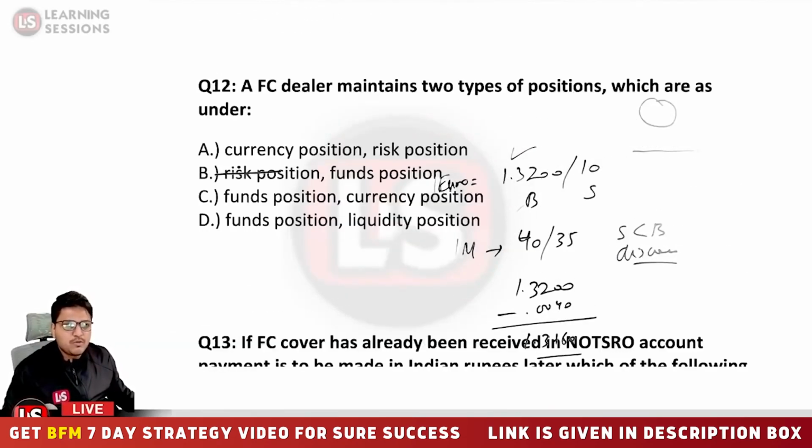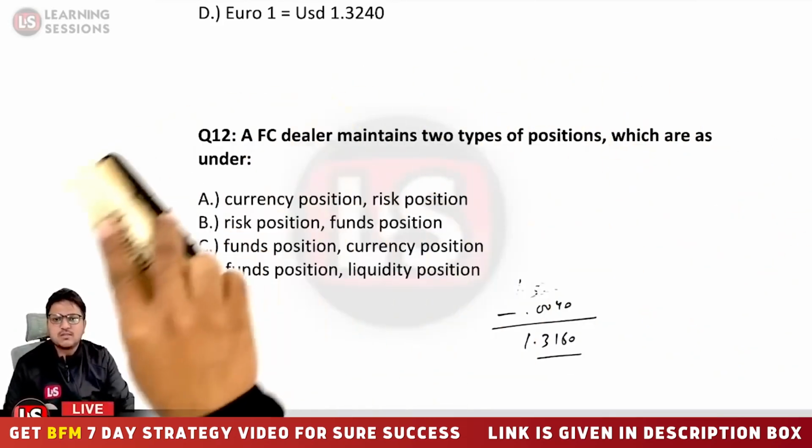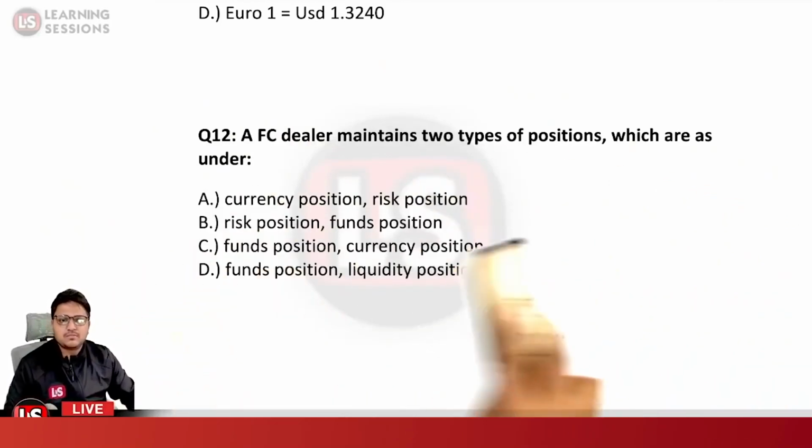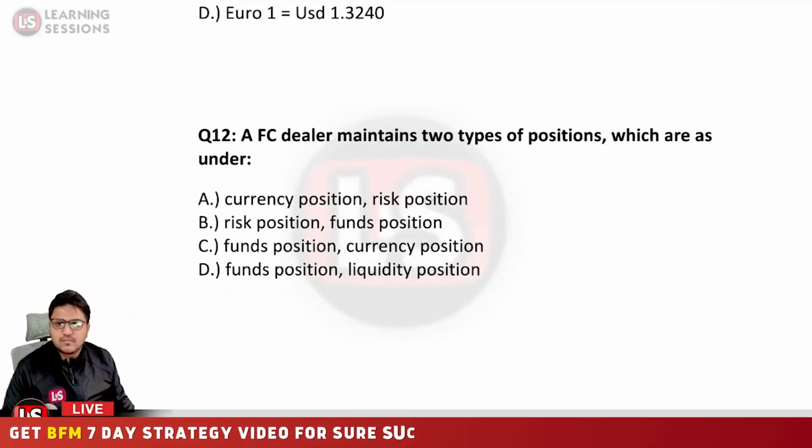Now let's move to question number 12. It says a foreign currency dealer maintains two types of positions, which are as under. Now a foreign currency dealer needs to maintain two positions. Which are these two positions?